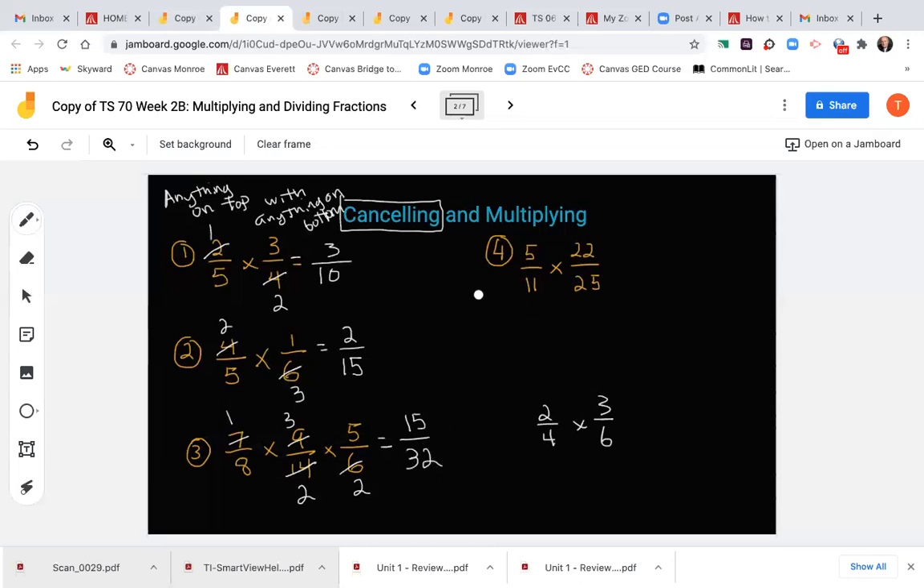All right, I'm going to jump over number 4 and do it real fast. I'm looking at these and my brain goes right away, oh, this is perfect. This is awesome. 5 goes into itself once. 5 goes into 25 5 times. 11 goes into itself once. And 11 goes into 22 twice. I've got an answer of 2 over 5 real fast. See how much time that saved me? Look what big numbers I'd have had to reduce if I didn't do that. Okay. So that's called canceling before you multiply.